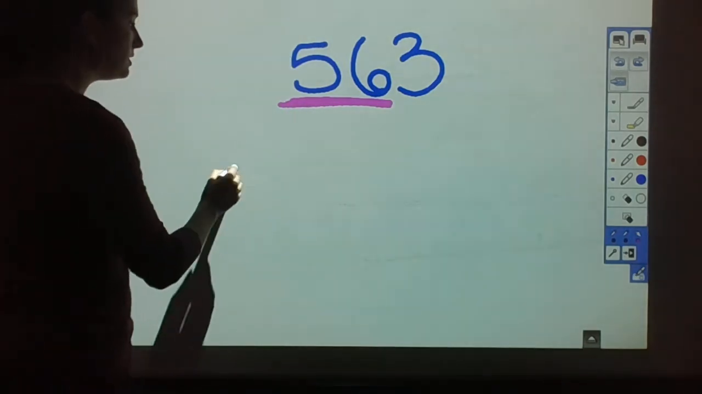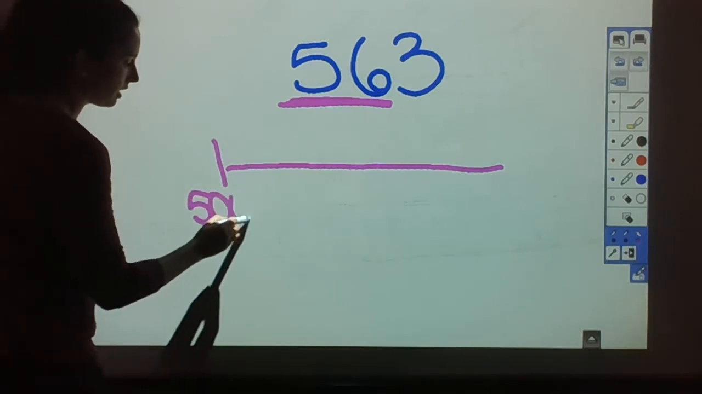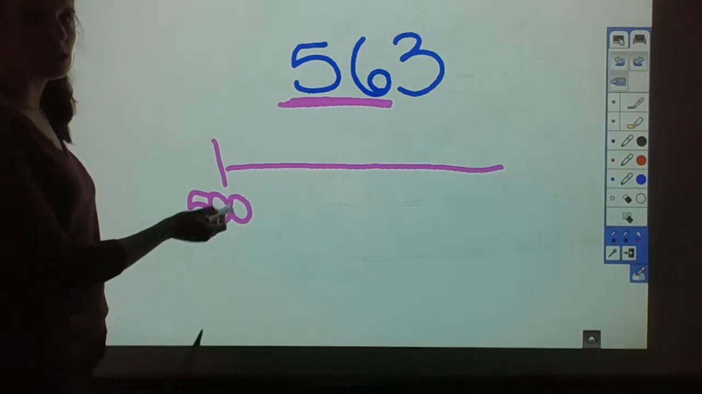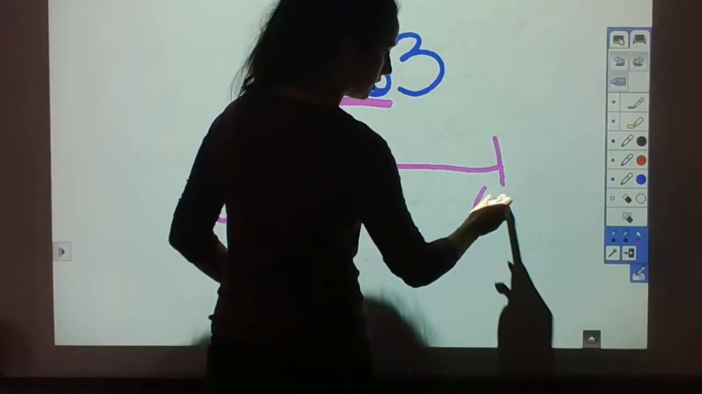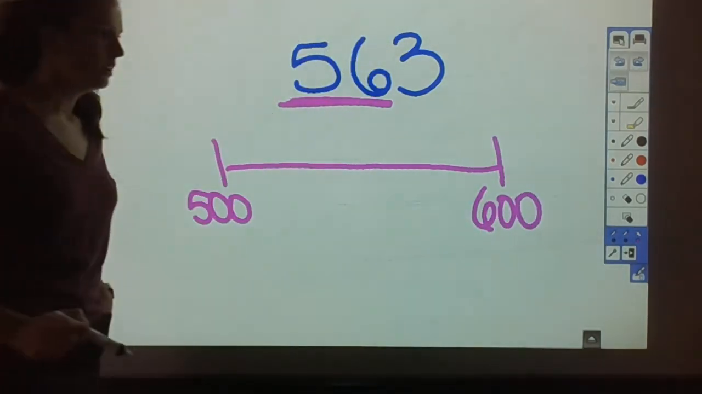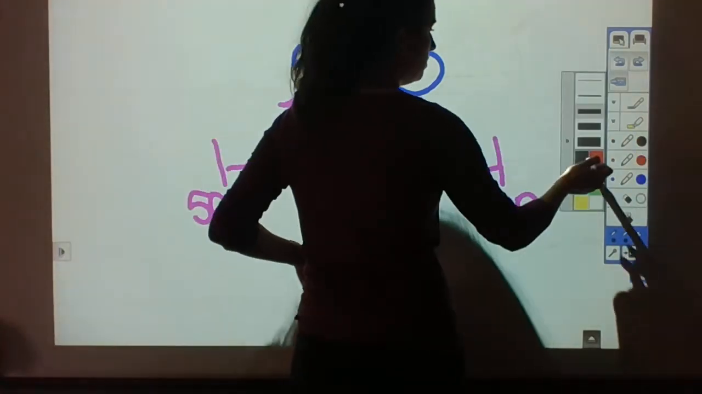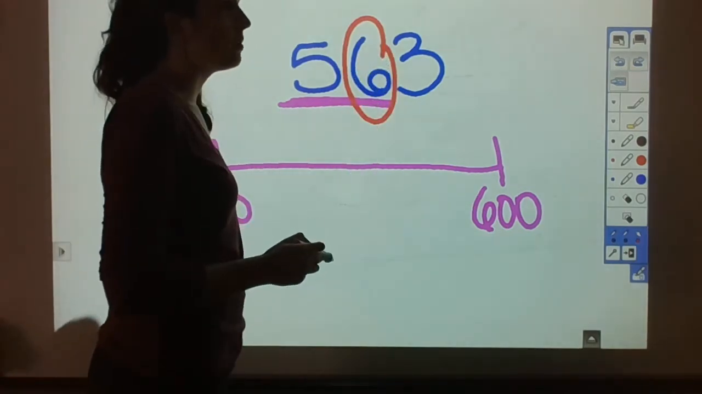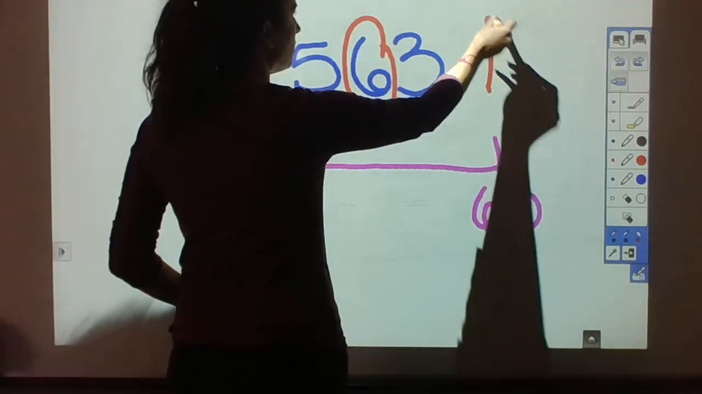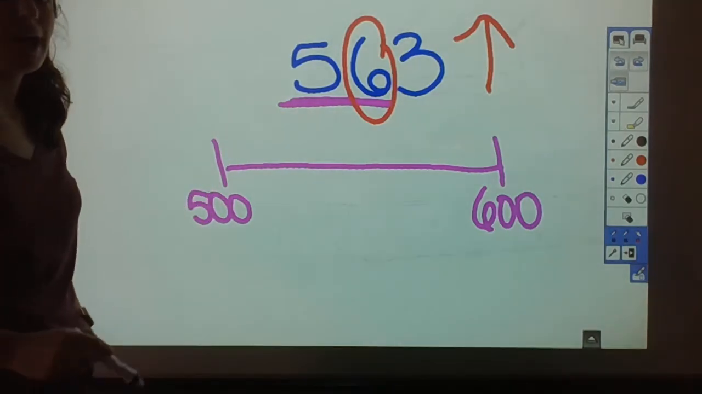Okay, I notice a 5 in my hundreds place. That's my first hundreds marker. Okay, it's either going to round down to 500 or it's going to round up to the next 100, which is 600. Okay, and how we can tell that is by looking in the tens place. Notice there is a 6 in the tens place. That is going to round up. We know that 6 goes up. Okay, but we have to show how.